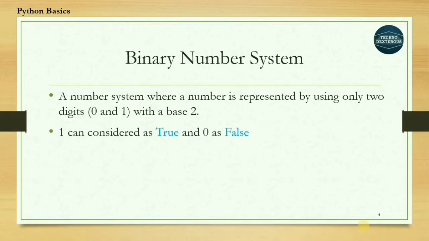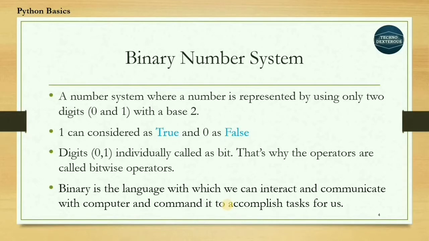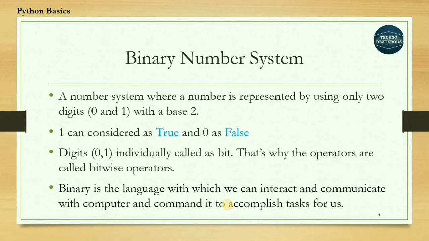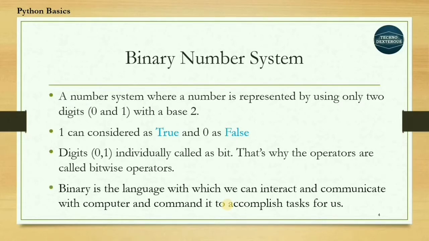0 and 1 are also similar to true and false. Digits 0 and 1 are individually called a bit. That's why the operators which work on binary number calculations are called bitwise operators. Understanding the binary number system is very necessary because we can interact and communicate with the computer by means of binary numbers.